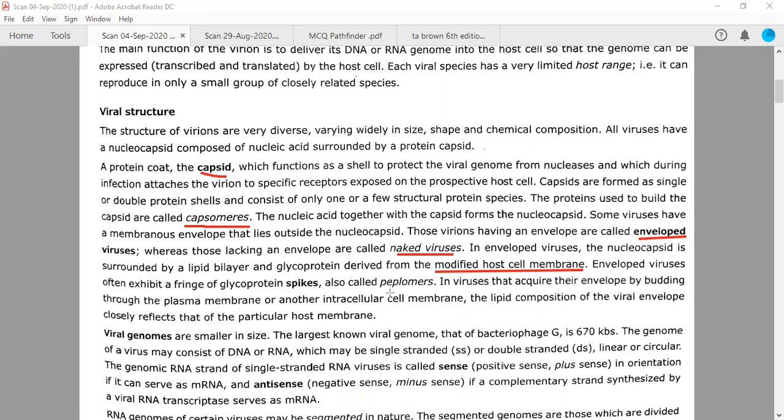Now the enveloped viruses also have peplomers. What are peplomers? Capsomeres and peplomers are different terms, though both end in mers. Mers are for the plural version, if they are present in more than one unit. Capsomeres are the subunits which make up the capsid, the protein coat of the virus. Whereas peplomers are found in enveloped viruses which take the host cell membrane and often exhibit a fringe of glycoprotein spikes. You can see that these enveloped viruses have glycoprotein spikes in their plasma membrane, and these spikes are called peplomers.